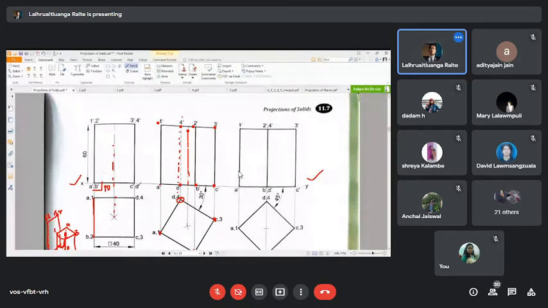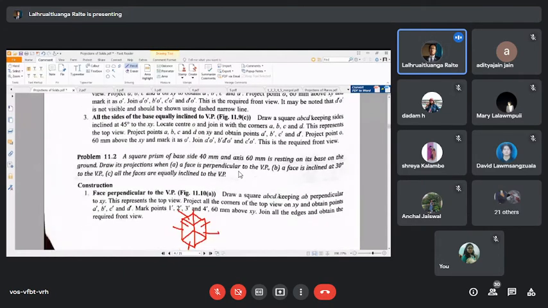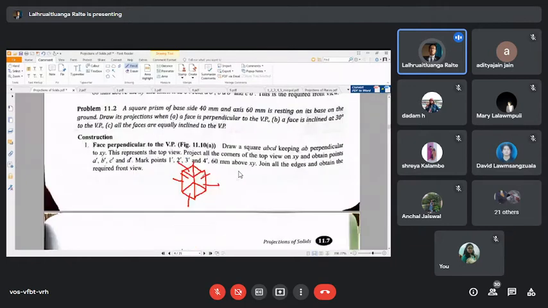All right, and then it is now perpendicular to the horizontal plane as well, and we are orienting our solid in such a way that those two conditions are still met, but we are moving our solid with respect to the vertical plane. So in the third condition, we have all of the faces equally inclined to the VP.